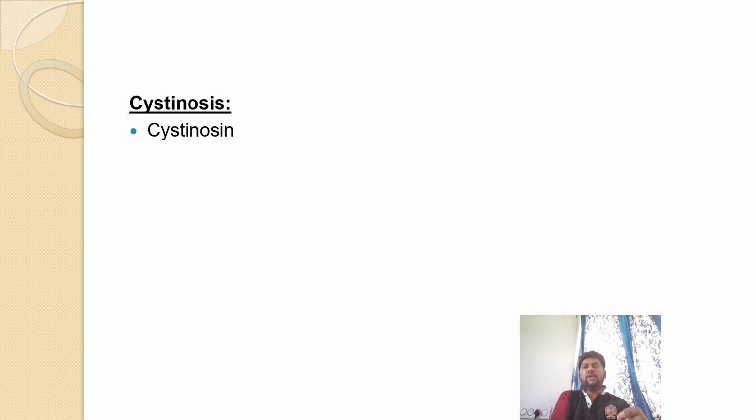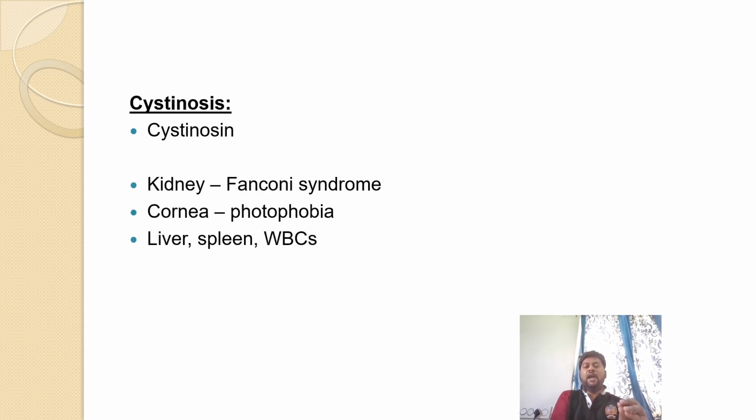Okay, so this cystine accumulation mainly happens in the kidney, cornea, liver, spleen and WBCs. When it gets deposited in the kidney, it can damage the renal tubules, which in turn can affect the reabsorption of various components, leading to a condition called Fanconi syndrome. When it deposits in the cornea, it leads to photophobia. And when it deposits in the liver, spleen and WBCs, especially in WBCs, that can be used as a diagnostic tool. Excess cystine levels in the WBCs can be used as a diagnostic marker for cystinosis.